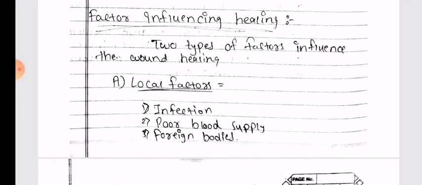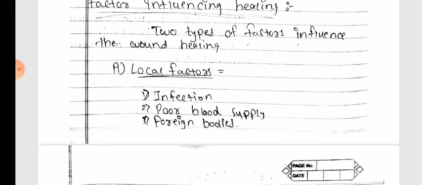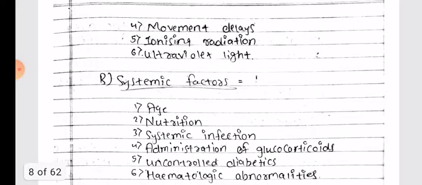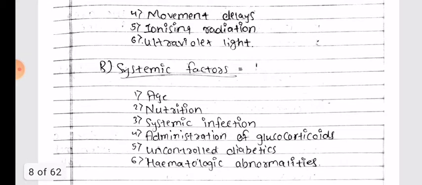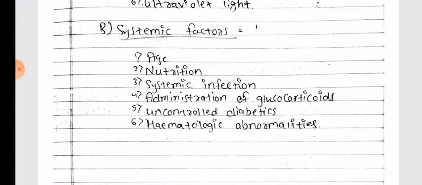Factors influencing healing. Two types of factors influence wound healing. Local factors: infection, poor blood supply, foreign bodies, movement delays, ionizing radiation, ultraviolet rays, light. Systemic factors: age, nutrition, systemic infection, administration of glucocorticoids, uncontrolled diabetes, and hematologic abnormalities.